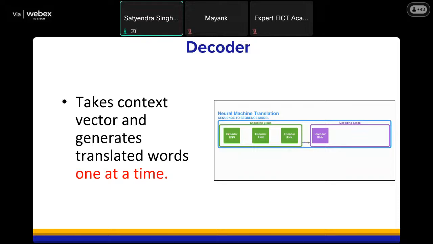This is also the unrolled version of it. Given that sentence, three RNN units generate hidden states, and towards the end, the final hidden state is your context vector. This context vector is given to our decoder unit, which gives you the first word, and so on, other words are generated. So the decoder takes the context vector and generates translated words one at a time. Again, the decoder also produces one by one in a sequence.